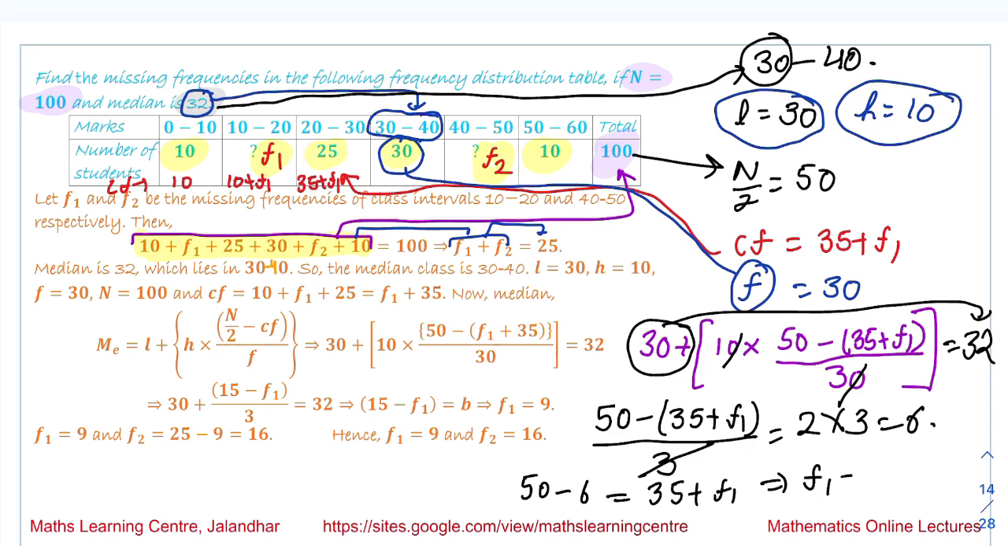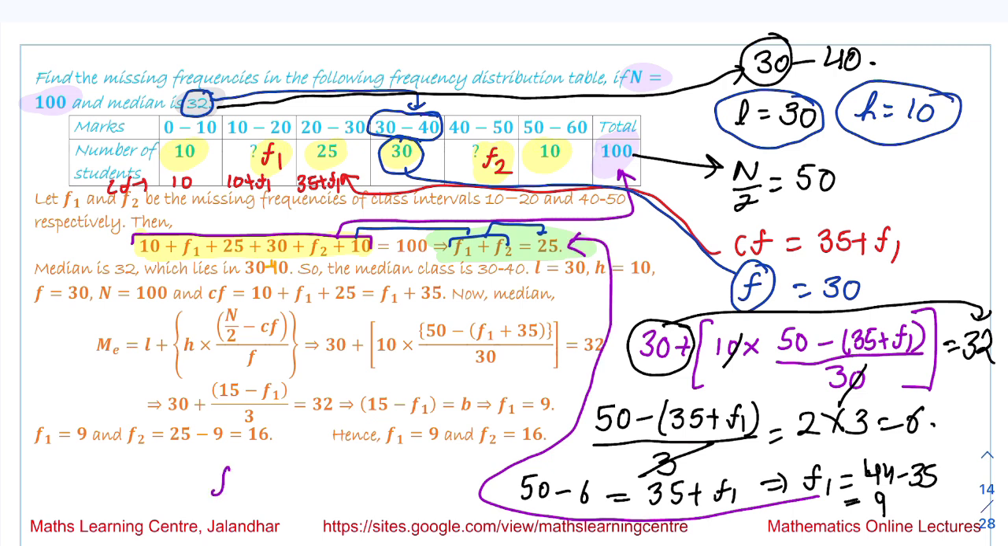So this gives us the value of F1: it is 44 minus 35, which is equal to 9. Now substituting this value of F1 in our equation F1 plus F2 is equal to 25, we obtain F2 is equal to 25 minus 9, which is equal to 16. So F1 is equal to 9 and F2 is equal to 16.